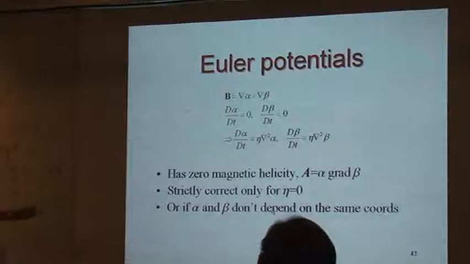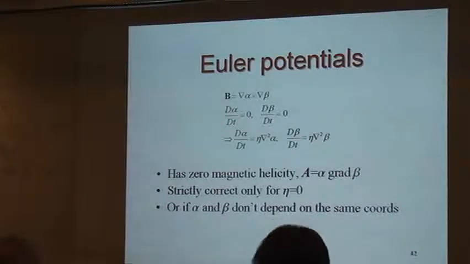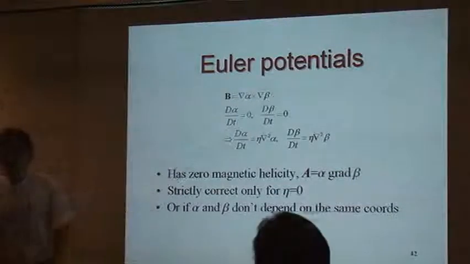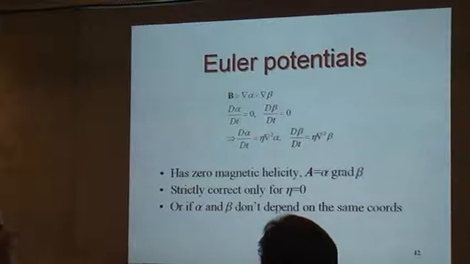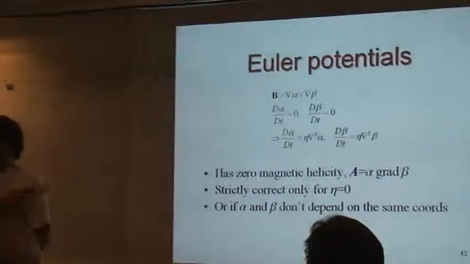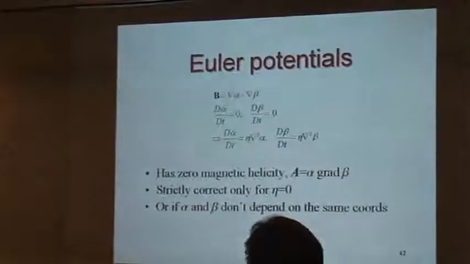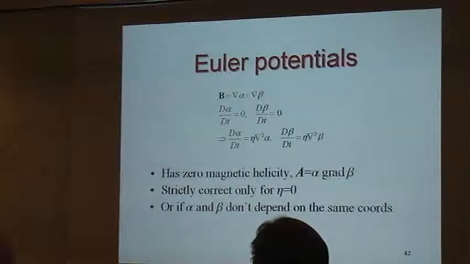But look at the dot product. This one is in the direction parallel to the gradient of beta. This one is perpendicular. The dot product is always 0. In the paper by Stern in 1970, he says it's just a gauge. The helicity being 0 is just a gauge. And it's true because you can always find another gauge transformation to make locally A dot B different from 0.